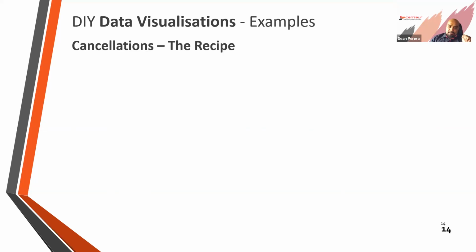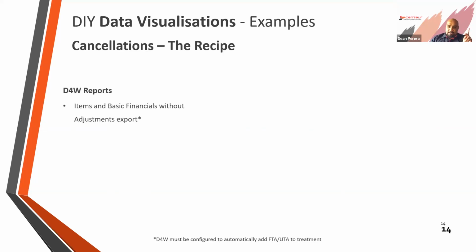And cancellations. For this, we are only using one report, that is the items and basic financials without adjustments report export. But there is a caveat: your D4W must be configured to automatically add FTAs and UTAs to treatment. It is a very standard setting. If you haven't got that enabled at your practice, give our support team a call. They'll be very happy to implement that for you. Once again, we are using VLOOKUP and pivot charts.